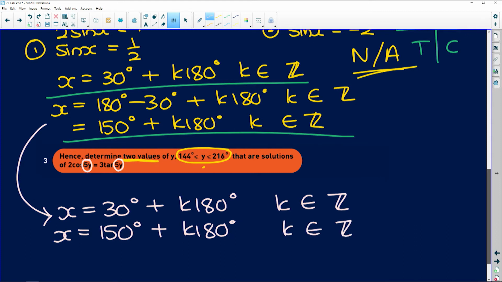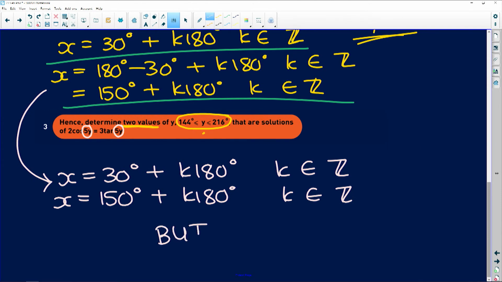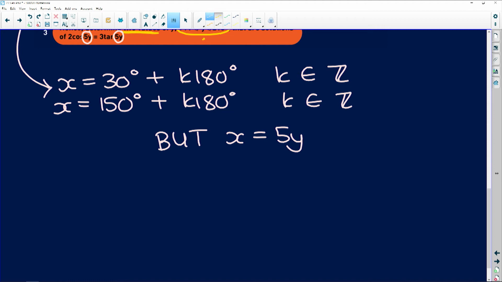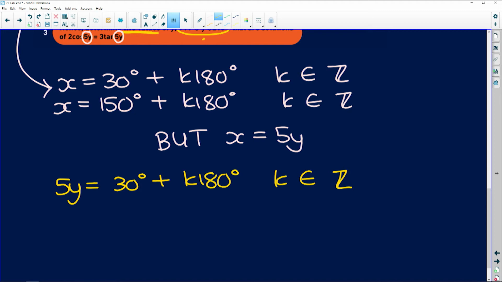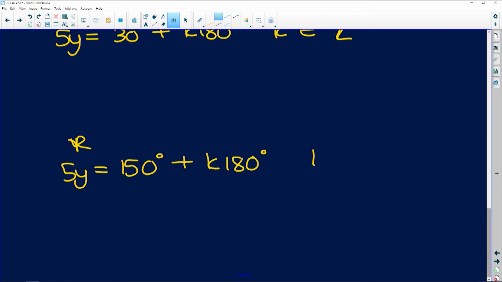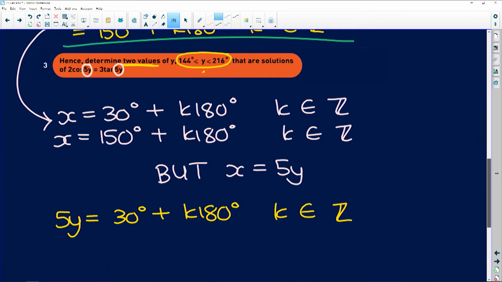Okay, but they've said now, instead of working with x, we are working with 5y. So instead of using that general solution, you now need to go and substitute 5y in there. So we have 5y is equal to 30 degrees plus k180, and k is an element of the integers. Or, I'm going to leave some space because we need to work, 5y is equal to that second solution, 150 degrees plus k180. K is an element of the integers.